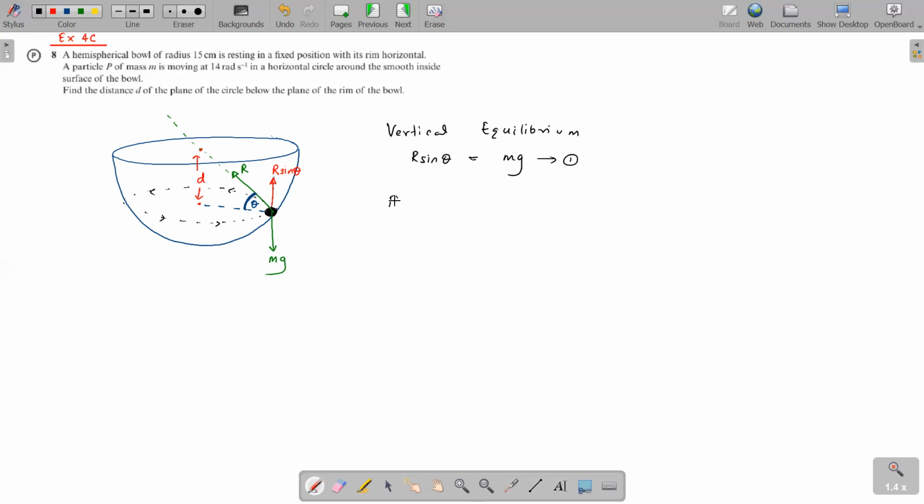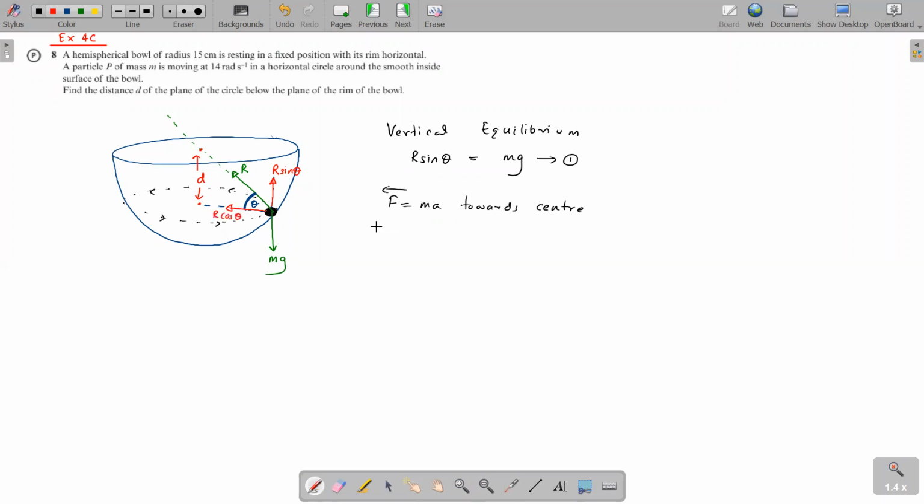The next one, we will apply F equal ma towards the center. When you have circular motion, you should always apply F equal ma towards the center of the circular motion. So when I apply F equal ma towards the center, mg is vertical, so that has nothing to do with the horizontal circular motion. The only one that acts towards the center of the circle is R cos theta. Can you see?